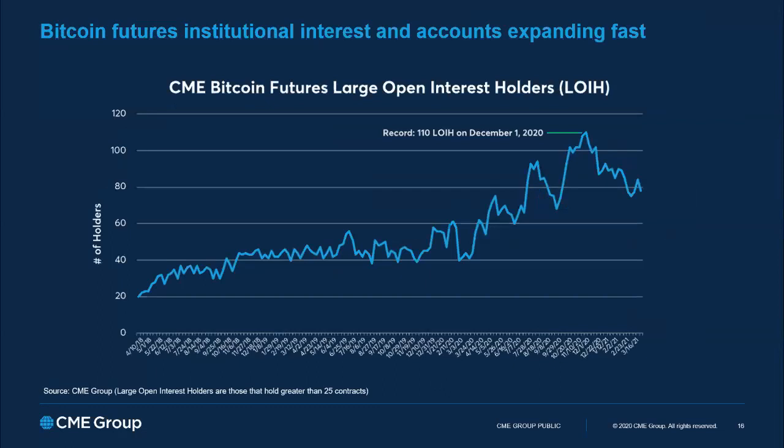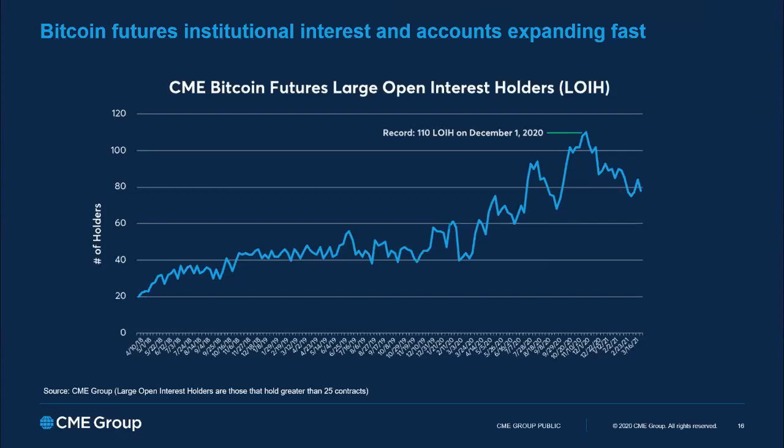And then here's a graphical representation showing how our large open interest holders have grown over the past couple of years, dating back to April of 2018. If we have an open interest holder that's holding at least 25 Bitcoin contracts, that has to be reported to the regulators. So what this is showing is that back in December 2020, we peaked. Our large open interest holders surpassed over 100 different clients, right? So what is that telling us? That tells us that there is a large institutional interest that is coming to our markets to trade Bitcoin.